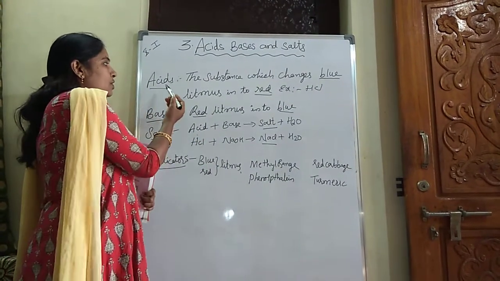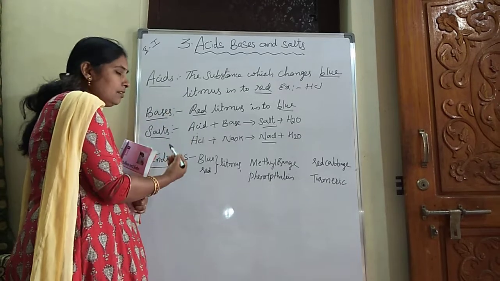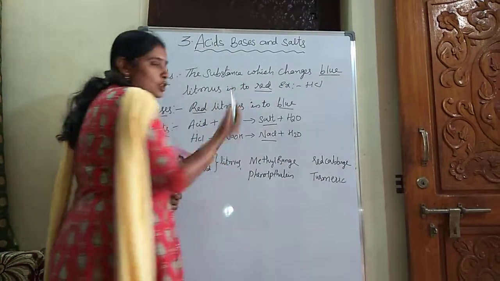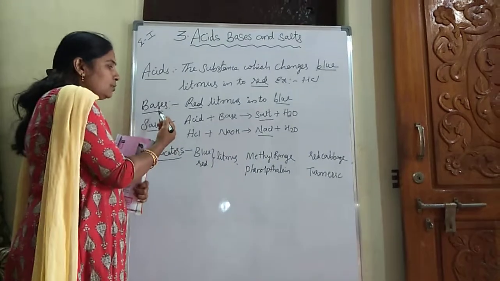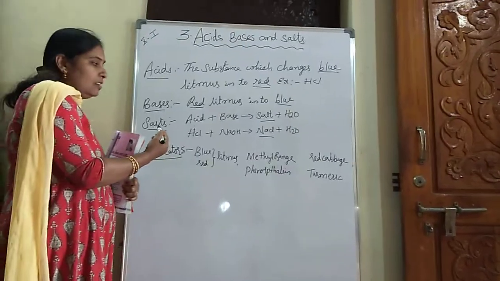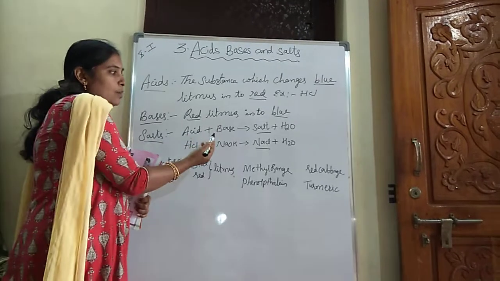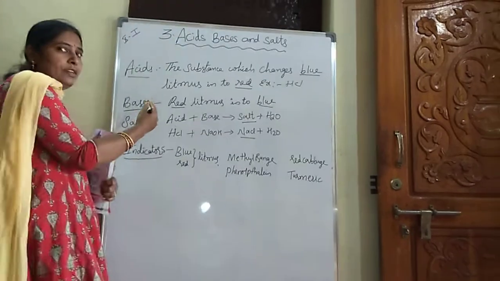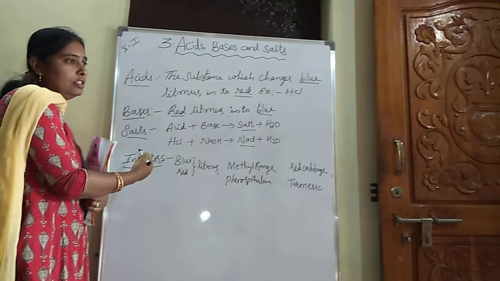Here we got the definitions of acids, bases and salts. The substance which changes blue litmus into red is said to be an acid, and the substance which changes red litmus into blue is said to be a base. And when any acid reacts with a base, it forms salt and water. Clearly, we got the definitions of acids, bases and salts.